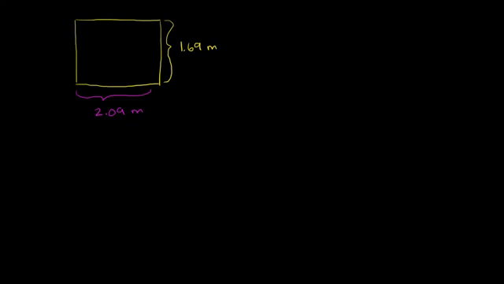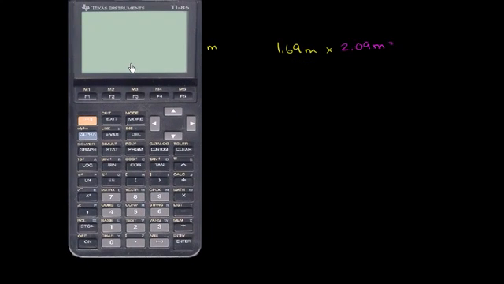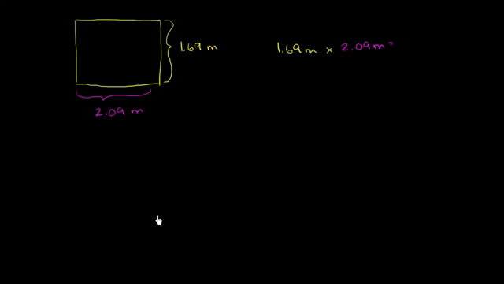And so I'd just do the straight up calculation. The area is just going to be the length times the width. So it would be 1.69 meters times 2.09 meters. And we could do this by hand, but let me just get the calculator out just to make things move along a little bit faster. So we have 1.69 times 2.09. And that gives us 3.5321. Let me write that down.